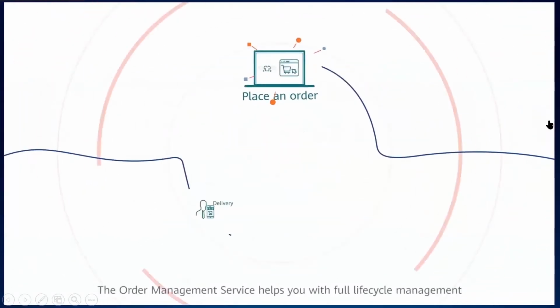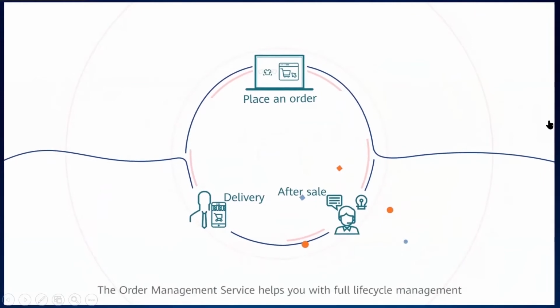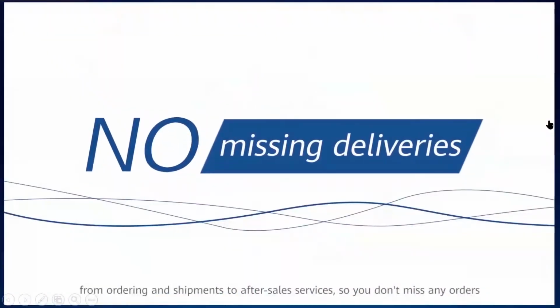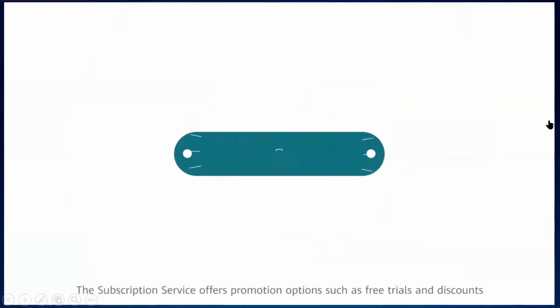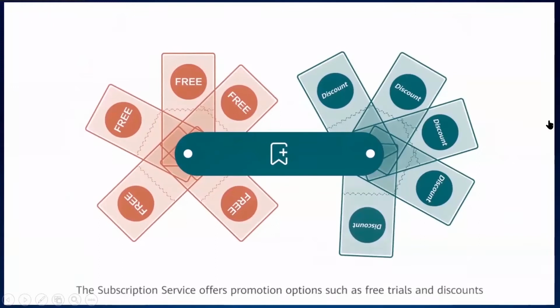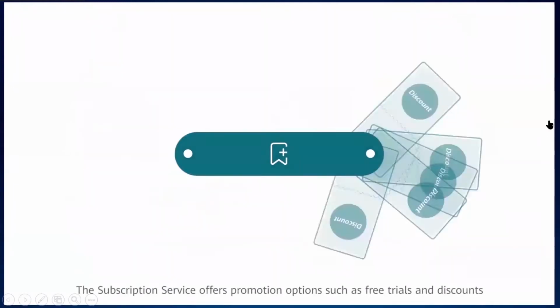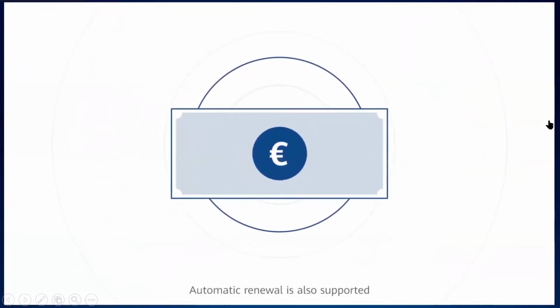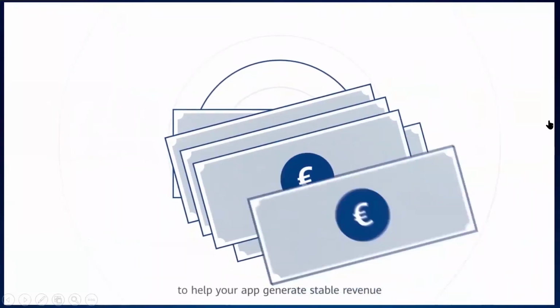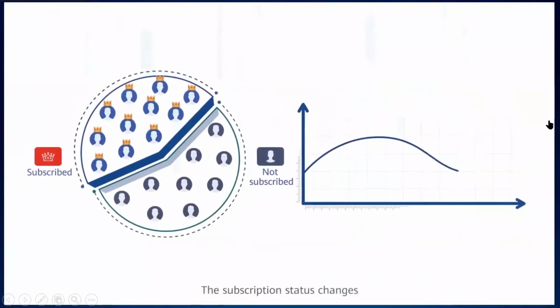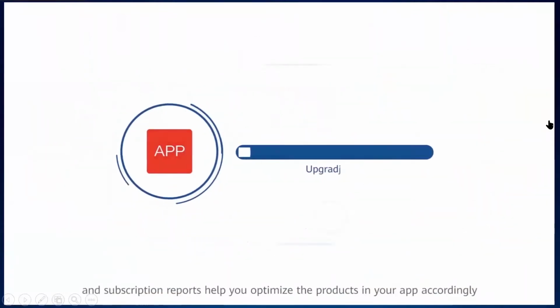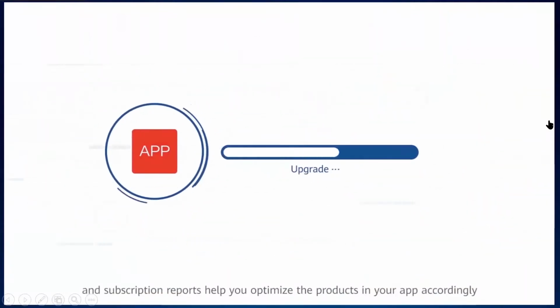The Order Management Service helps you with full lifecycle management, from ordering and shipments to after-sales services, so you don't miss any orders. The subscription service offers promotion options such as free trials and discounts. Automatic renewal is also supported to help your app generate stable revenue. The subscription status changes and subscription reports help you optimize the products in your app accordingly.